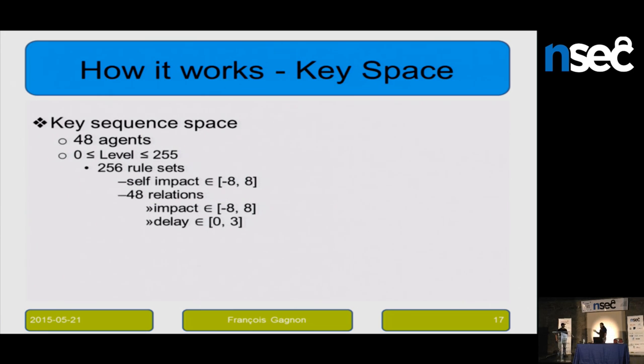Just to give you a quick overview of what an agent or a system looks like. We could have, for example, a system with 48 agents. Each has, as I said, an 8-bit level. Each agent has a bunch of rule sets, so 256 rule sets. Think about it as a graph. The nodes are the agents, and the rule sets are the connections between the nodes. Each agent impacts other agents, including possibly itself. And the graph will be ever-changing. At some point, we'll have a complete graph. At some point, we'll have a disconnected graph.